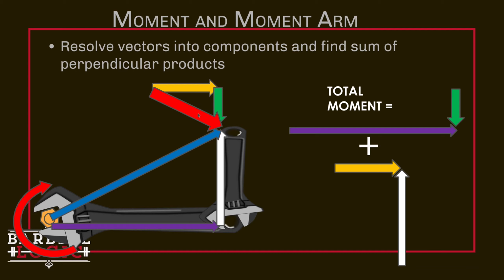So you resolve the red vector into the yellow and the green, and you resolve the blue vector into the purple and the white. And then you multiply yellow times white, and so that's 1 moment arm, so it's this times that, and then you multiply the purple and the green. So this times that, the purple moment arm times the green force. And that would work. You add that together and you get the total moment.